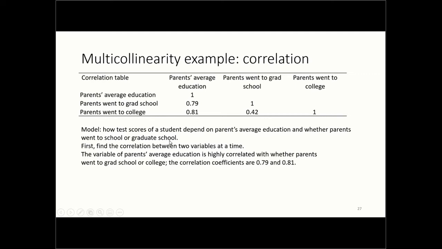Here we can first find the correlation between two variables at a time. This is a table of correlations. The correlation of a variable with itself is 1. The correlation of average education and whether they went to graduate school is 0.79, and average education and whether they went to college is 0.81. So these are very, very high correlations. And this is a much lower correlation coefficient here. So we already have an indication that these variables are very much correlated.